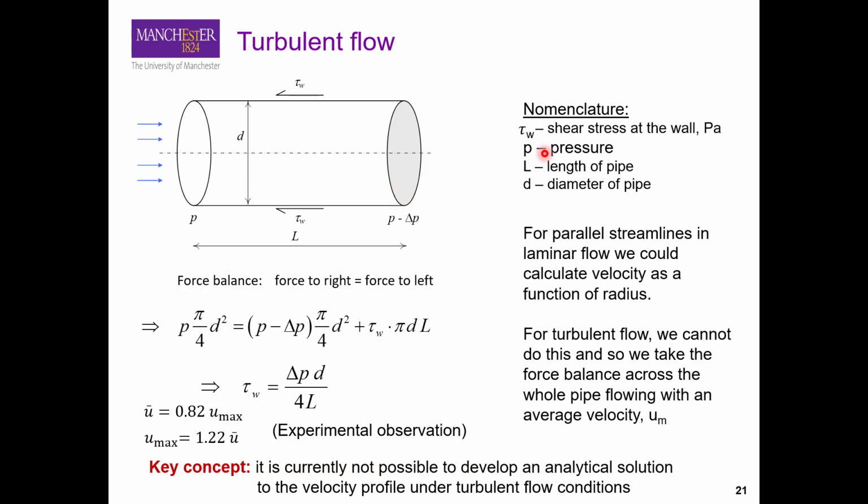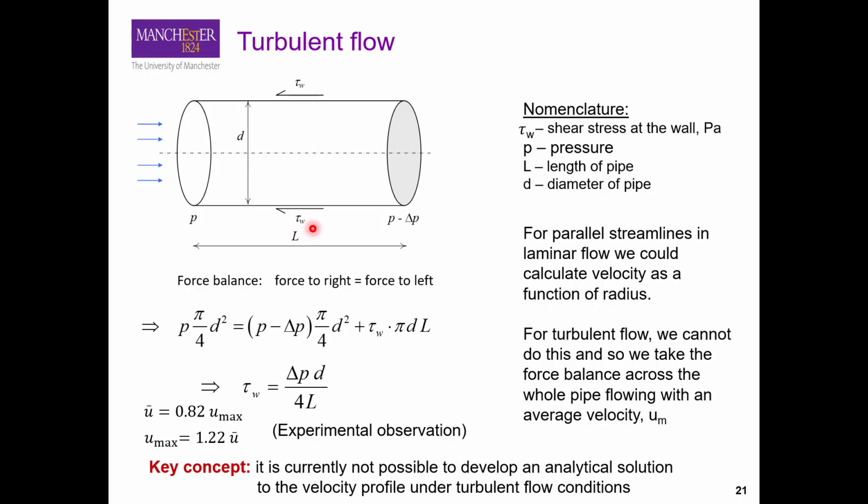For the case of turbulent flow, we again assume a similar system. We have a channel, a pipe with a diameter d, and here on this side of the channel we have pressure P, while on the other side we have P minus delta P, and then we have an opposite acting shear stress, that is tau W.